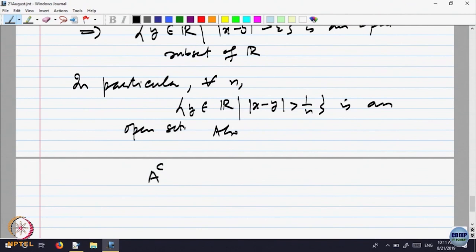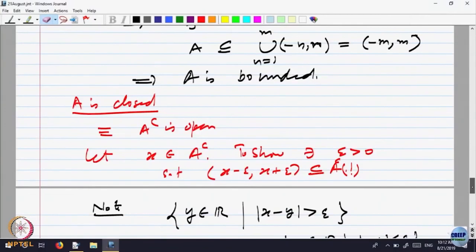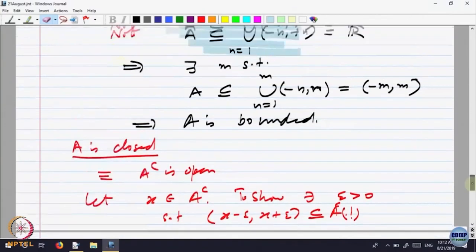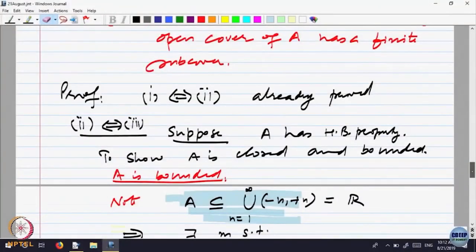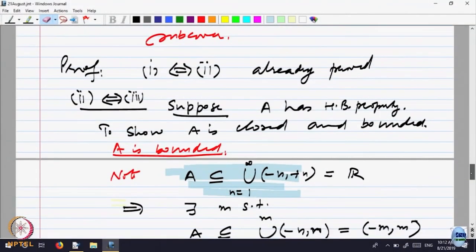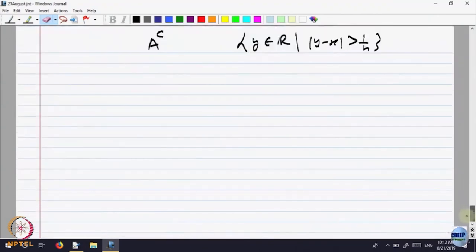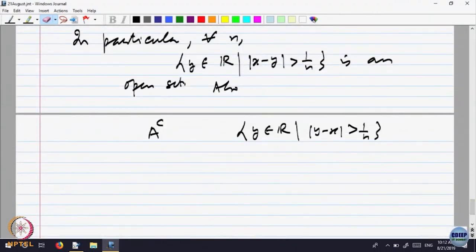Here is A complement, right? Here are the sets of y belonging to R such that |y minus x| is bigger than 1 over n. So, what is my aim? See what is given to me. I want to show A is closed, and given to me is that A has the Heine-Borel property. So, every covering of A has got a finite subcover, right.